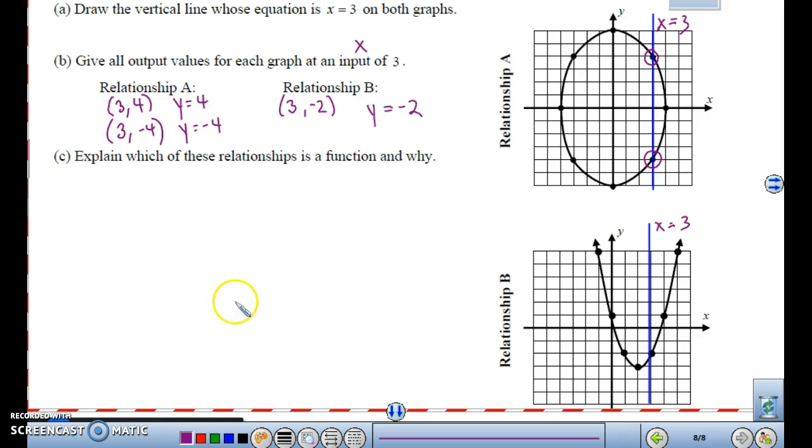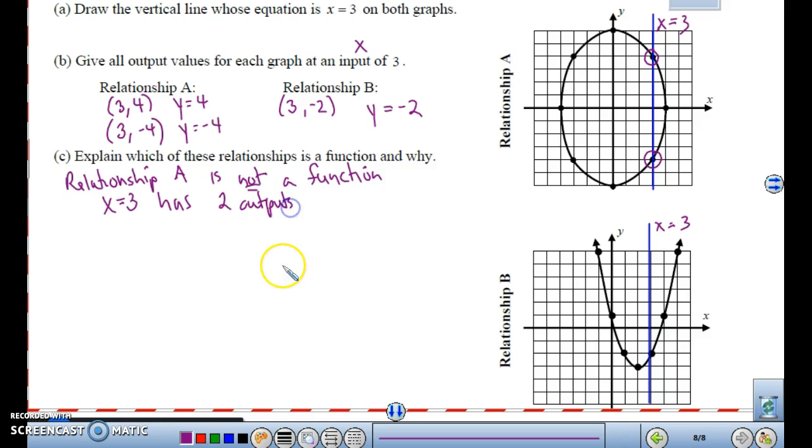So is relationship A a function? It is not. It is not a function. Okay? X equals 3 has 2 outputs. It has 2 different outputs. So this is not a function. All right? It's touching here and here at x equals 3. So it is not a function. Each x equals 3 actually has 2 different outputs.